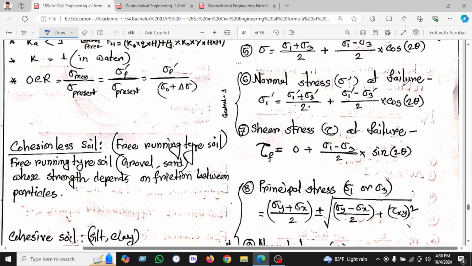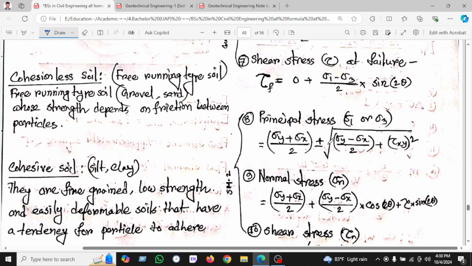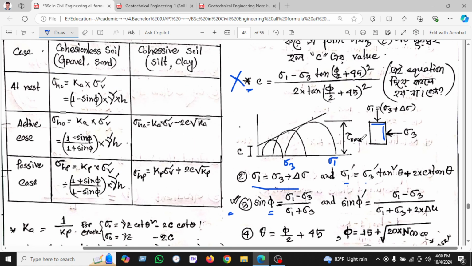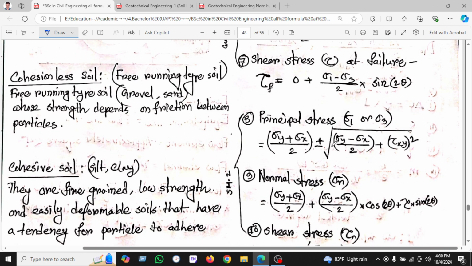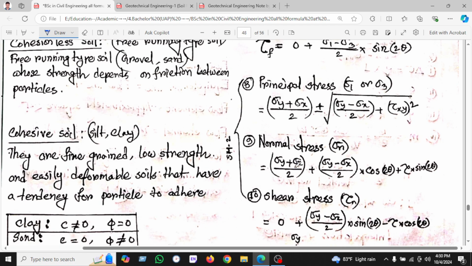Normal stress sigma at failure, sigma equals sigma 1 prime plus sigma 3 prime divided by 2, plus sigma 1 prime minus sigma 3 prime divided by 2, times cos 2 theta, and shear stress tau at failure equals sigma 1 minus sigma 3 divided by 2 times sin 2 theta. As I have already said, the principal stress or major stress sigma 1 or sigma 3 equals sigma y plus sigma x divided by 2, plus or minus the square root of sigma y minus sigma x divided by 2 squared plus tau xy squared.